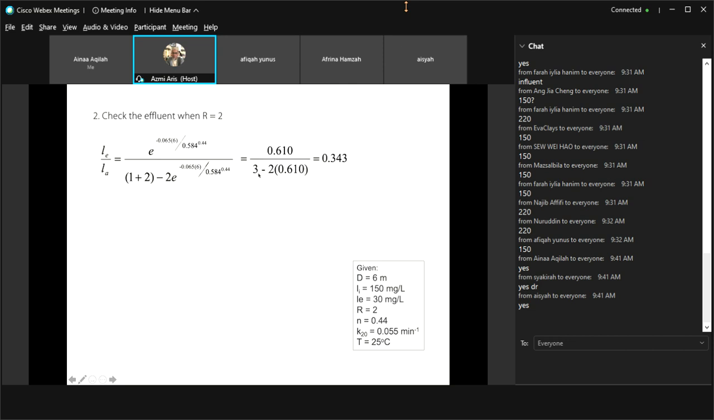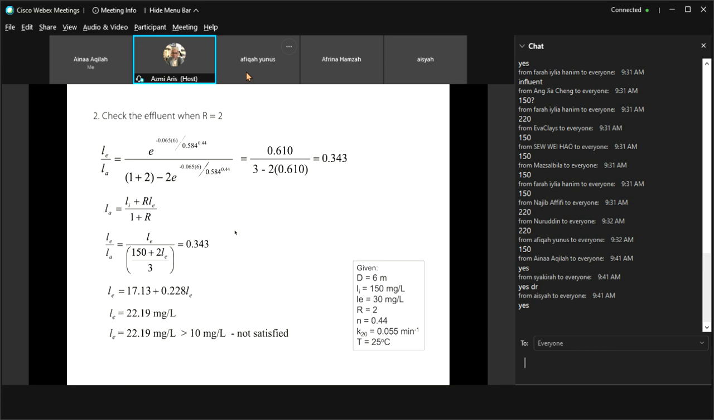This is LE over LA. So LA is equal to LI plus RLE. LE over LA equal to 0.343. So for LA, 1 plus 2 equal to 3, this is 150, this is 2LE. Looking at this, we can put LE on the left side and the rest on the right side. So you can calculate your LE, which is equal to 22.19 milligram per liter.